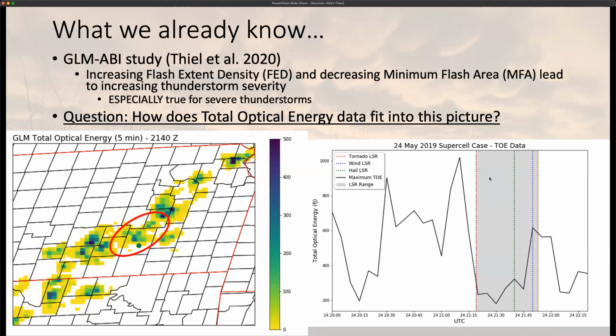But right before the period of maximum severity of this case, the total optical energy drops from these higher values down to about 200 to 300 femtojoules instead, and stays there for about 30 minutes until near the end of this case. And so the real question is, well, what happened? Why does this signal appear? And this is actually a signal that has been observed in other cases. And so when we are able to apply it to this case, now this gives us leverage to understand, well, how can we fit total optical energy into this picture? And how can both forecasters and researchers use this moving forward?